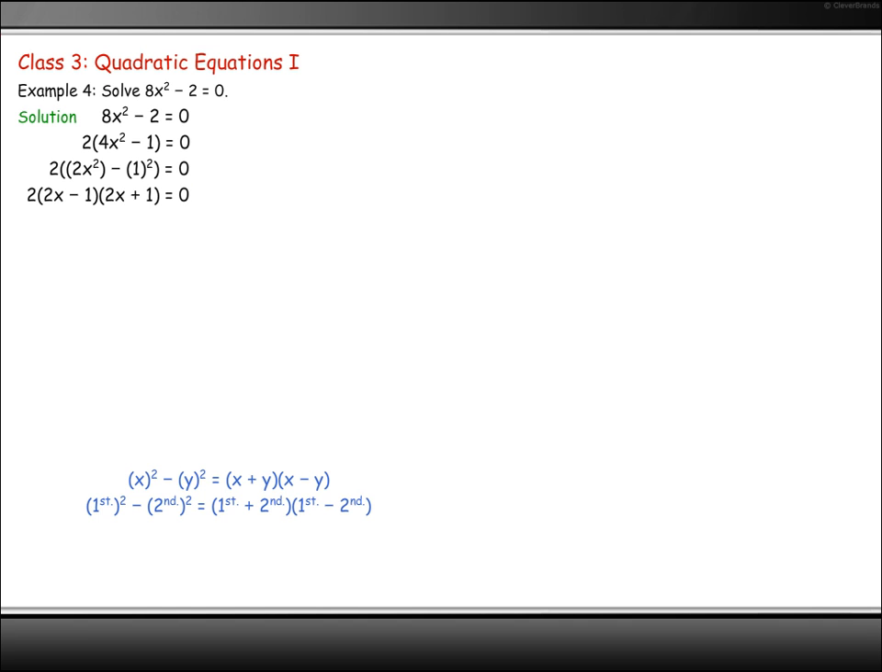You can divide both sides by 2, which makes the 2 disappear. 0 divided by 2 is 0. Now put each factor equal to 0, giving a solution of x equal to 1/2, and x is equal to minus 1/2.